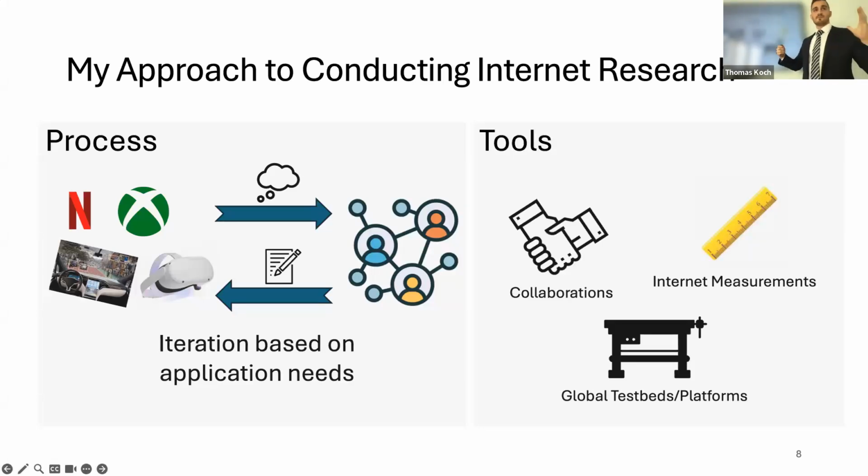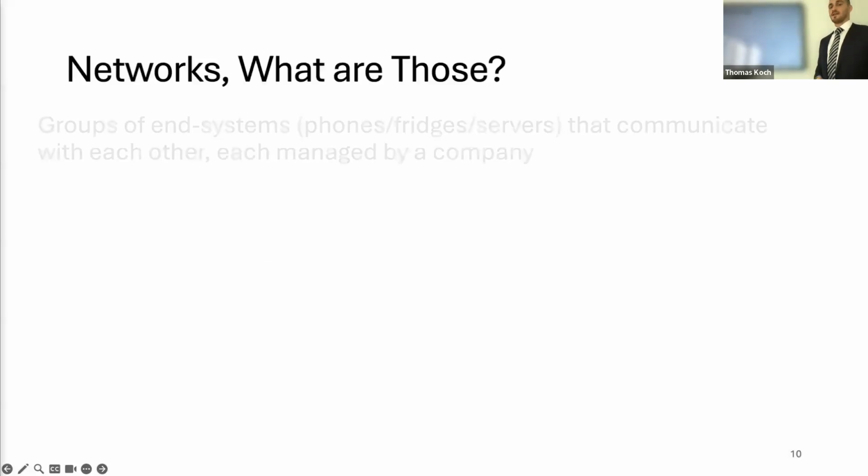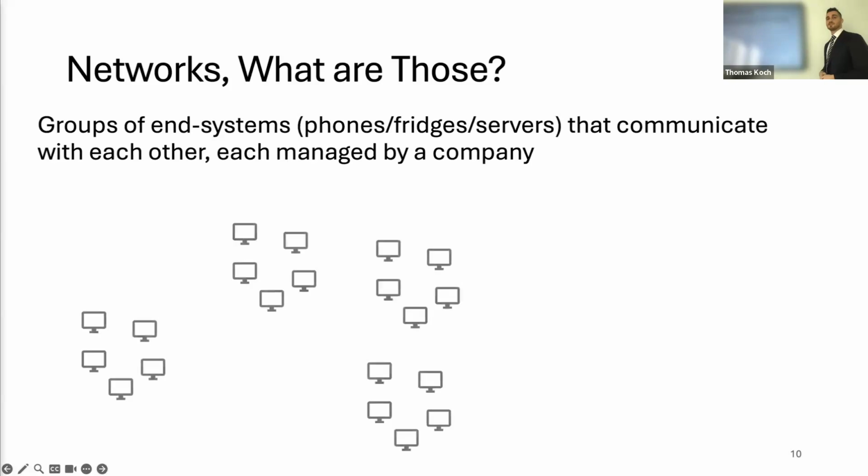Well, that's an overview of internet research and my research on a very high level. But before I go any further into my research, I want to give everyone a little crash course on the internet. So I'm sorry if this is a review for some of you, but just to make sure we're all on the same page. And let's start with just defining what a network is. A network is a group of end systems. So think of your phone or your smart fridge or a bunch of servers at a data center, and they're all communicating with each other and managed by a single company.